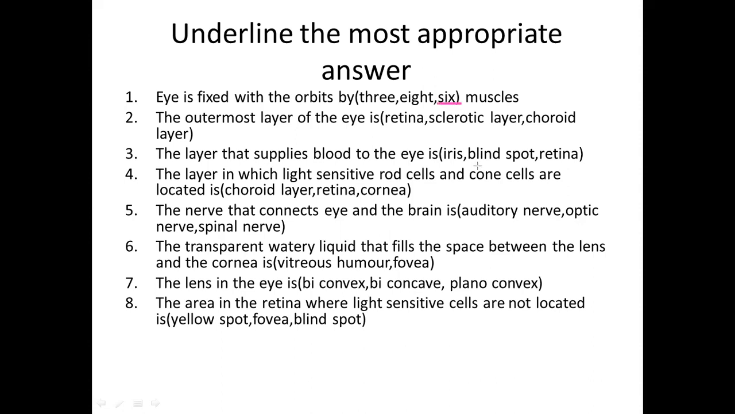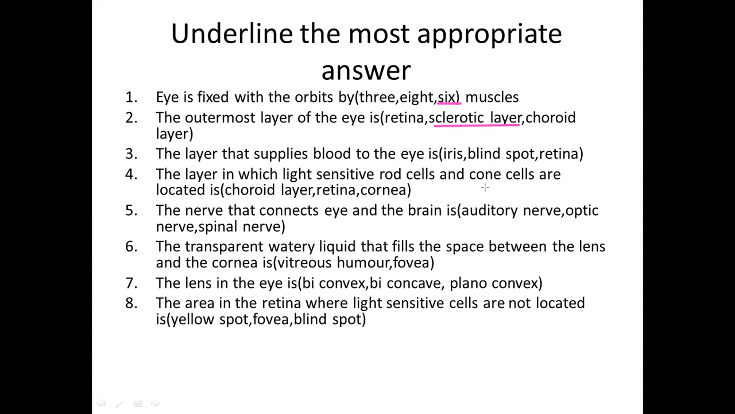The second question is, the outermost layer of the eye is the. We have said that the outermost layer of the eye, which is tough, not transparent, and white in color, is none other than the sclerotic layer.